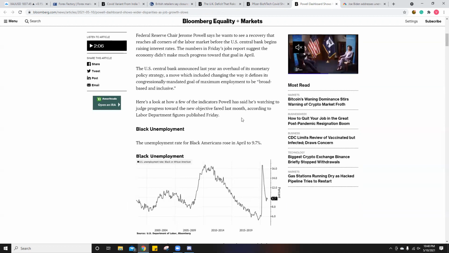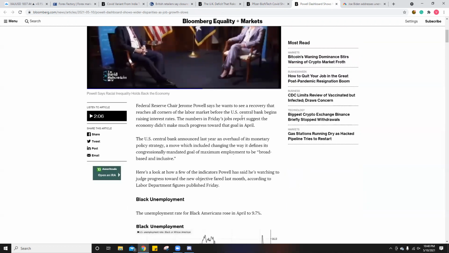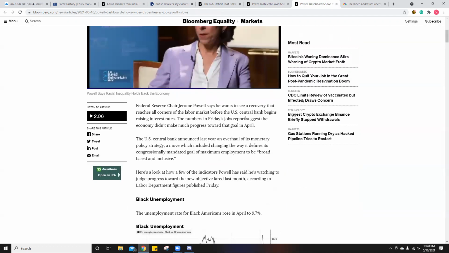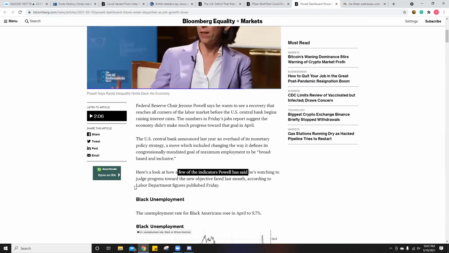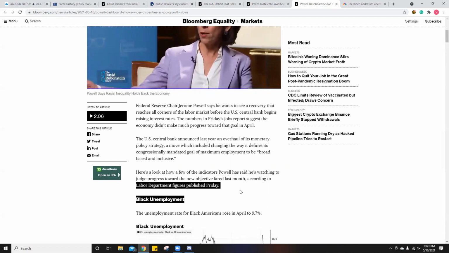If they see an improvement in these numbers, that's when we can start to see the monetary policy start to shift a little bit, maybe going from expansionary back into contractionary, and they want to see that these are things that will help support economic growth. So this is exactly what we're looking at. I'll go ahead and send this as well. Here's a look at a few of the indicators that Powell has said he's watching to judge progress towards a new objective, as of last month. And this is the data being published by the Labor Department.